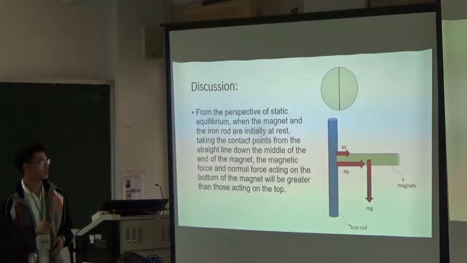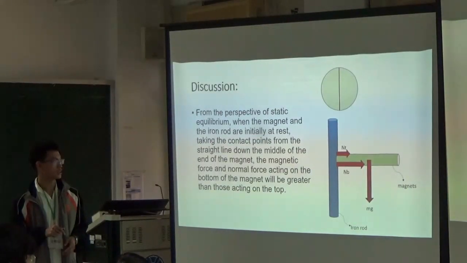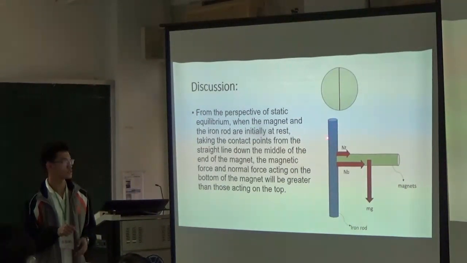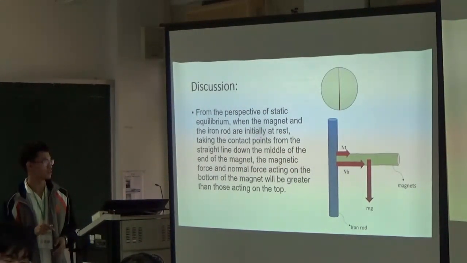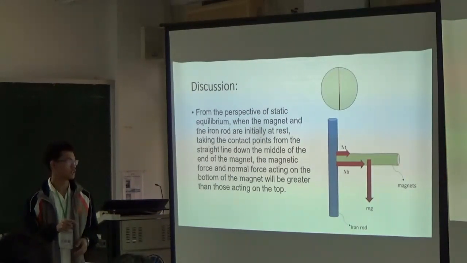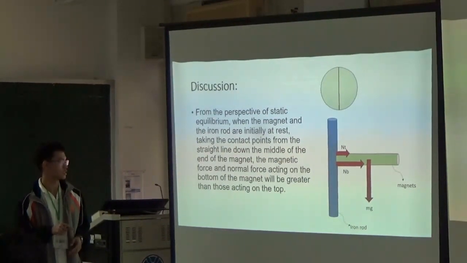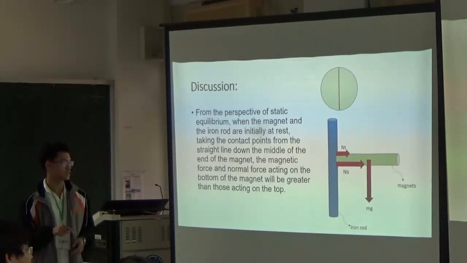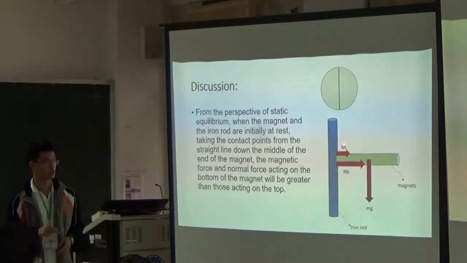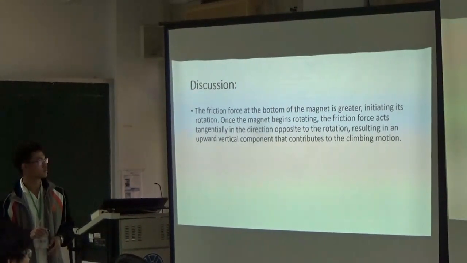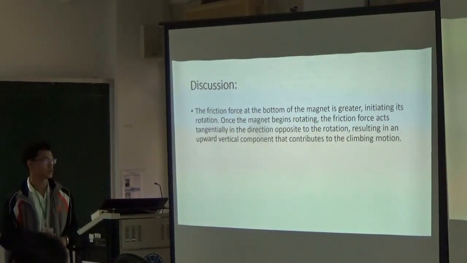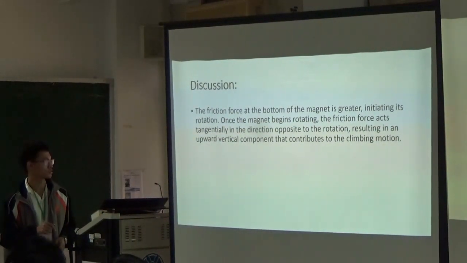From the perspective of static equilibrium, when the magnet and the iron rod are initially at rest, taking the contact point from the straight line down the middle of the end of the magnet, the magnetic force and the normal force acting on the bottom of the magnet will be greater than those acting on the top. N_B is the normal force acting on the bottom and N_T is the one on the top. The friction force at the bottom of the magnet is greater, initiating its rotation.